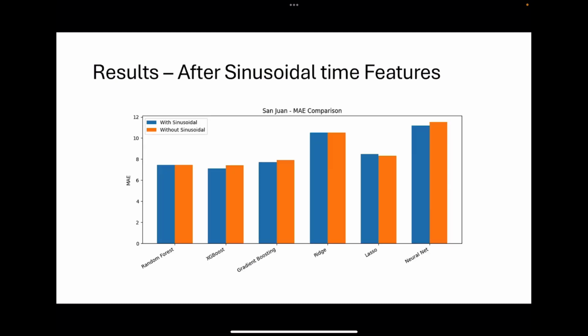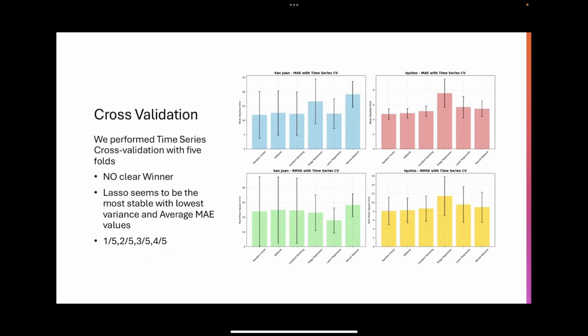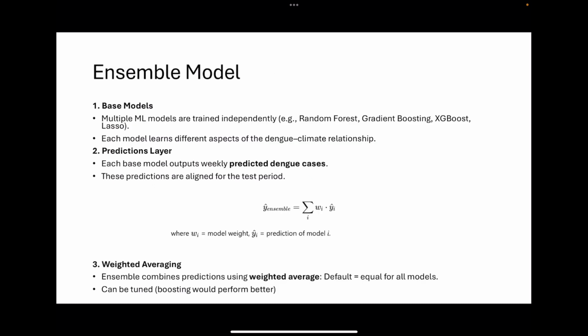The results after the sinusoidal time features actually did improve the performance. As you can see here, the mean absolute error decreased in almost every model, and same for the other dataset. We also performed time series cross-validation with 5 folds. There was no clear winner, and the lasso seems to be the most stable, with the lowest variance and average mean absolute error value. We also did an ensemble model.